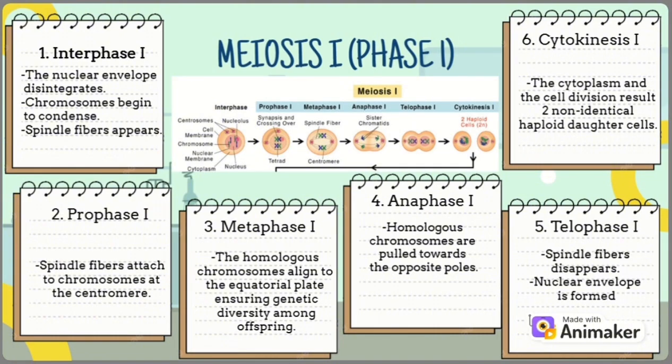Telophase 1, spindle fibers disappear and the nuclear envelope is formed. Cytokinesis 1, the cytoplasm and the cell divide, resulting in non-identical haploid daughter cells.